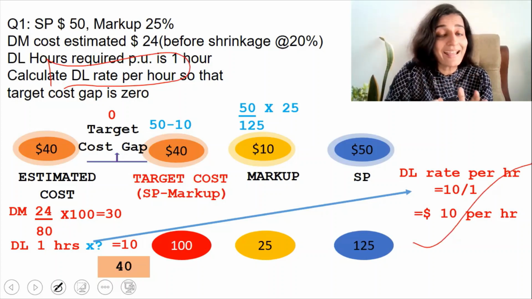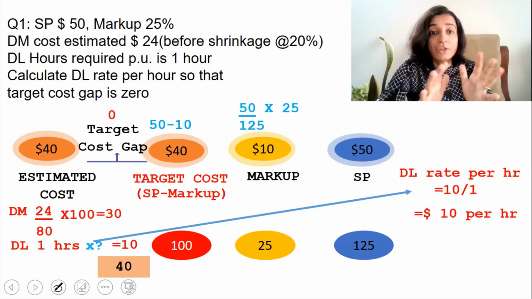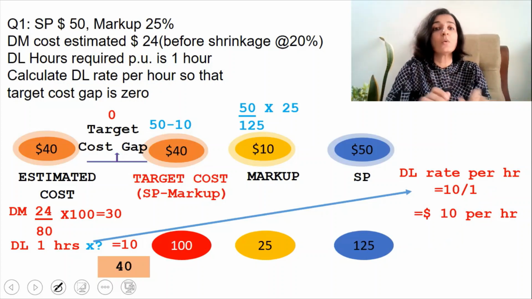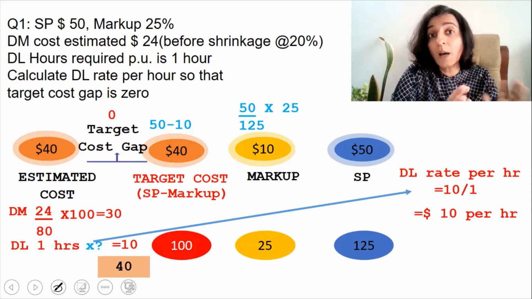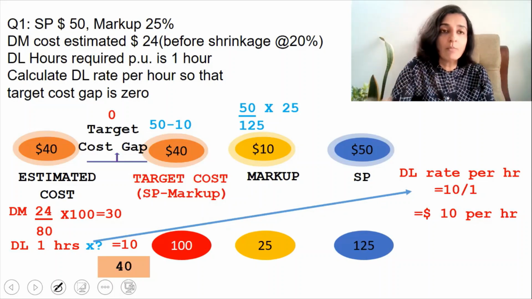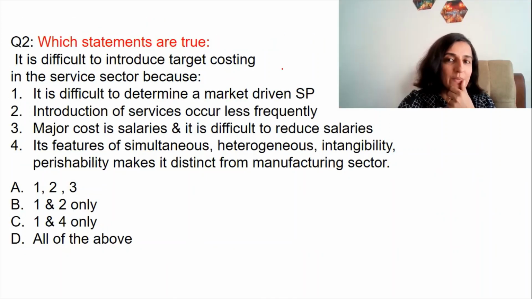So whenever you get MCQ on target costing, you arrange the details from the question in this format. So it becomes very easy to find out the missing figure. Now moving to question number 2, which statements are true?